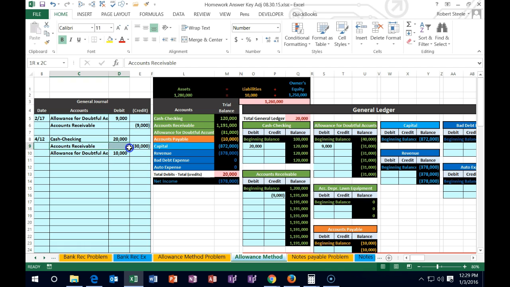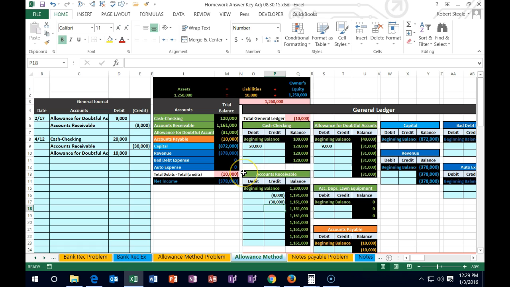Then we're going to post the receivable. Second account, here's the receivable. Second account on the general ledger, so the receivable will be right here. We're going to have a credit, so we are in P17 equals, going to point to that 30,000. What's going to happen? The receivable is going to go down from 1,191 to 1,161. We see that receivable here.